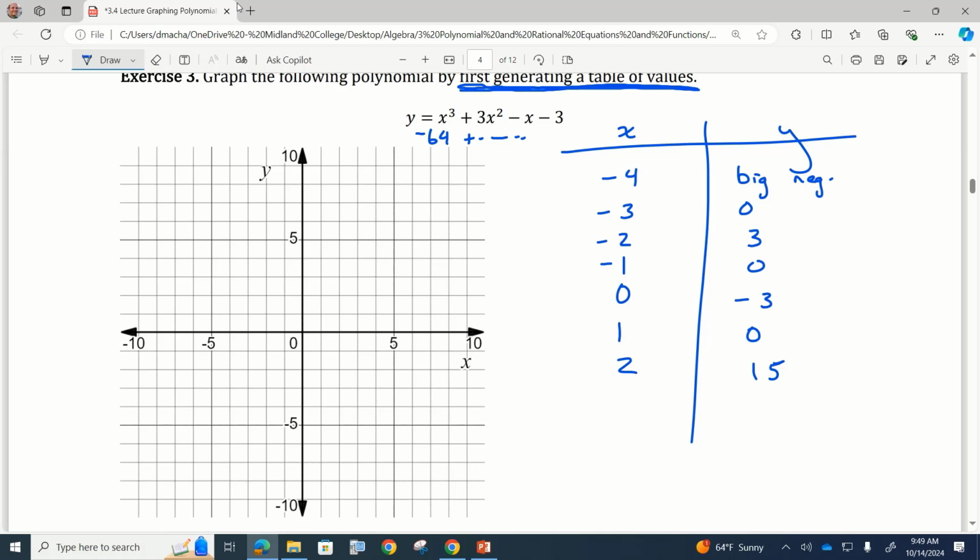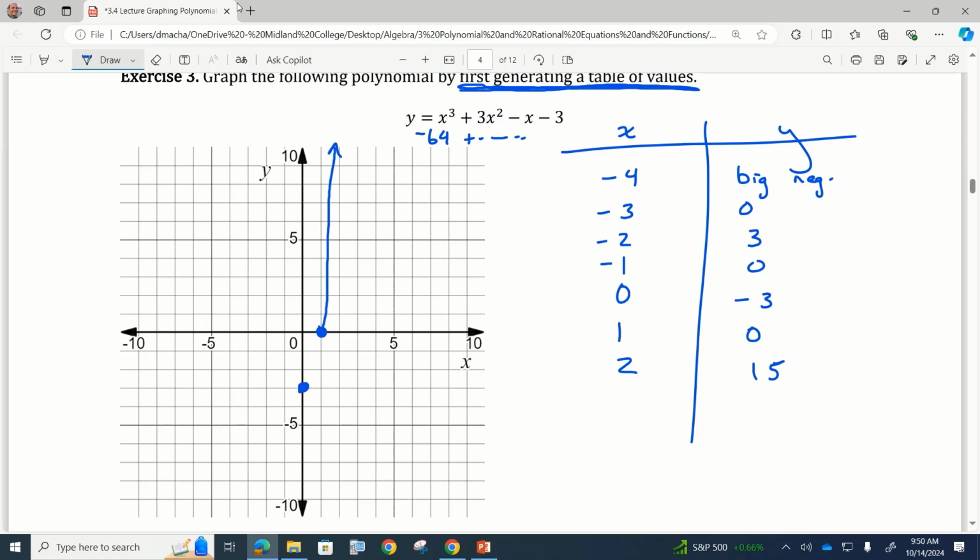But now I would go back and I would place all these points. So when x is equal to 0, y is equal to negative 3. When x is equal to 1, y is equal to 0. When x is equal to 2, y is 15. So it's way up here off the scale, and I can't really put that point down. But I know it's going up to reach that point, so I can draw something like that.